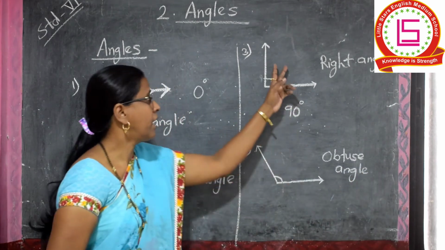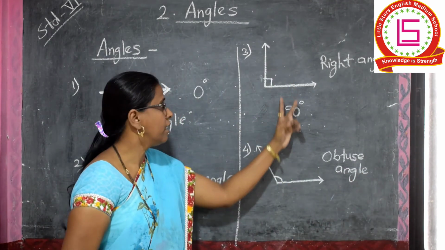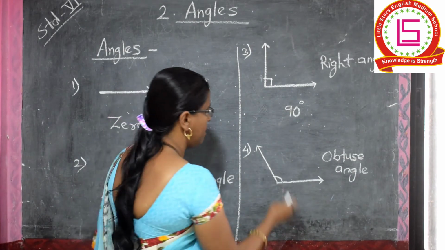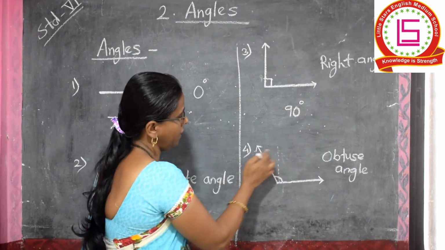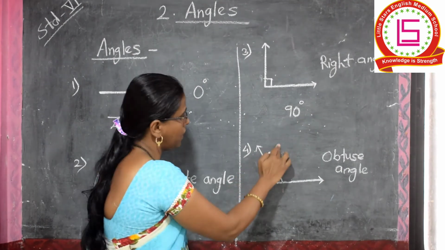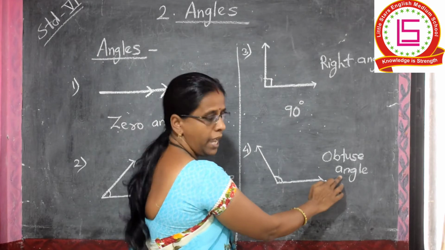Here, the right angle is 90 degrees, okay? And this angle is greater than the right angle. See here, the right angle is here. That's why this angle is greater than the right angle, so it's called an obtuse angle.